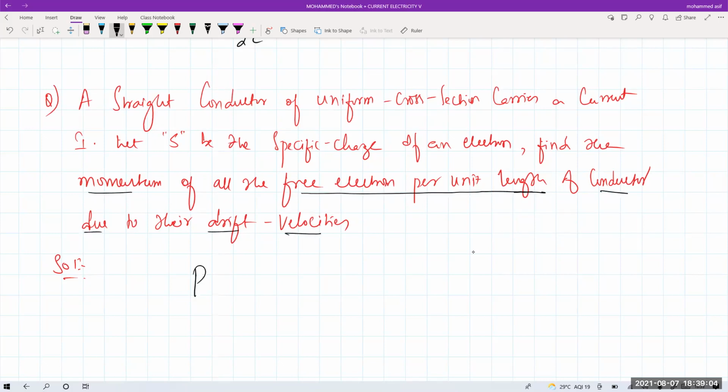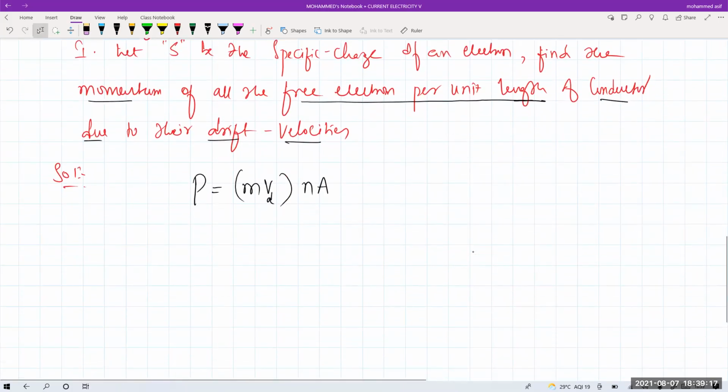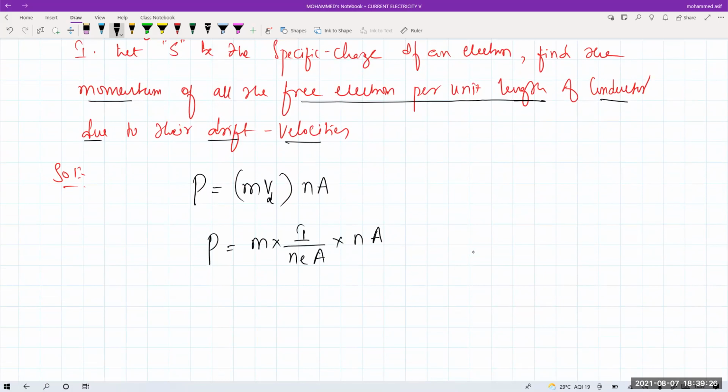What is the momentum formula? Momentum P equals m v, that is m into the drift velocity of the electrons, v d, per unit length. Unit length means volume, that is n into A. So P is equal to m into drift velocity. Can I write it like this? I by n e A, so A gets cancelled, n gets cancelled. So momentum will be m into I divided by e.